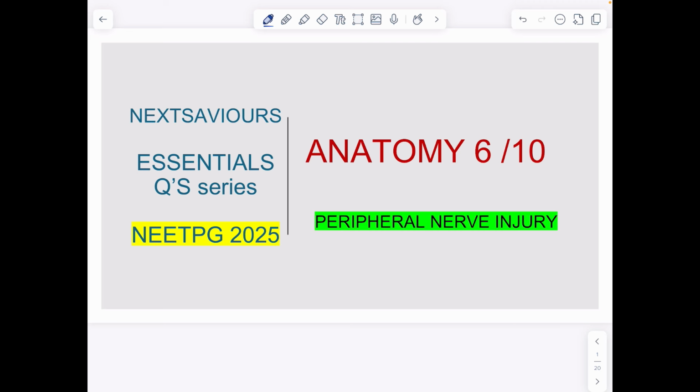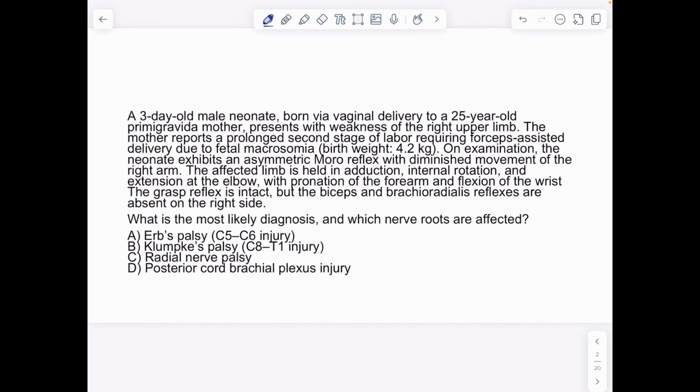Today we are going to have a discussion on a very important topic, that is peripheral nerve injuries and how the questions can be asked and you have to identify it. So starting with the first question, a 3-year-old male neonate born via vaginal delivery to a 25-year-old primigravida presents with the weakness of the right upper limb.